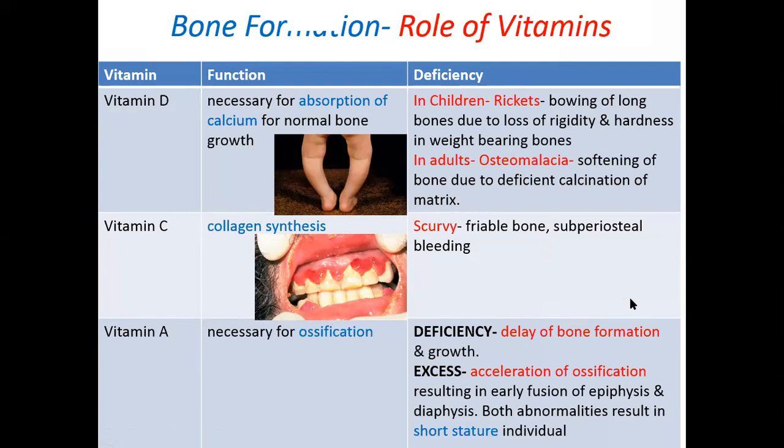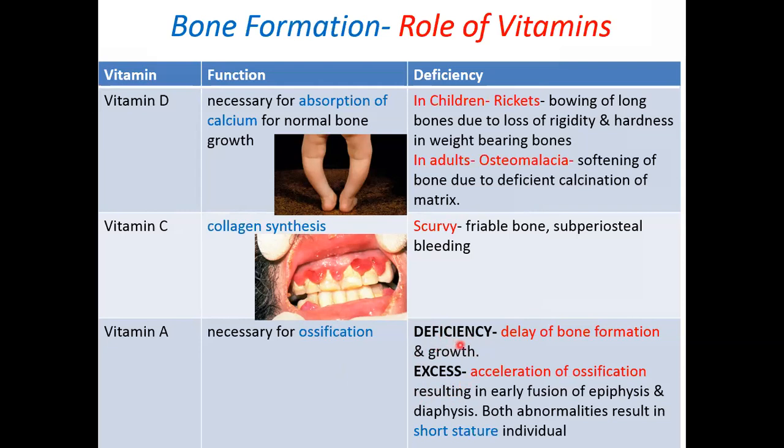Now moving on, vitamin A. It's necessary for ossification. What is ossification? We said it is bone growth, and there are two types: endochondral ossification related to the cartilage, and intramembranous ossification related to membranous bone formation. Now here we have two types of issues: one related to deficiency, another related to excess.